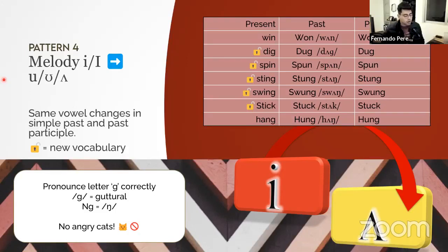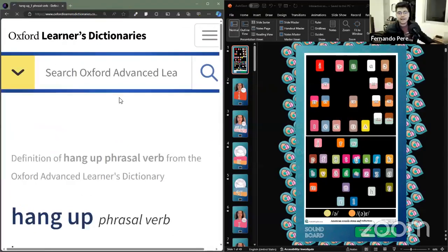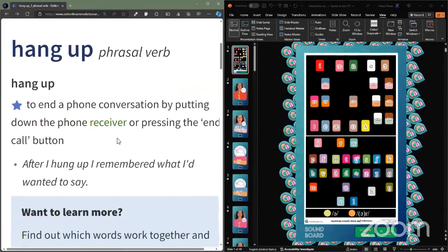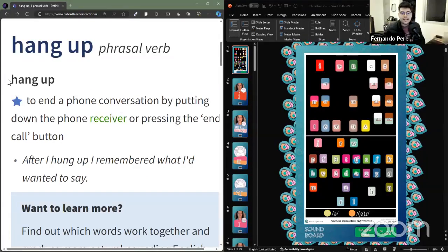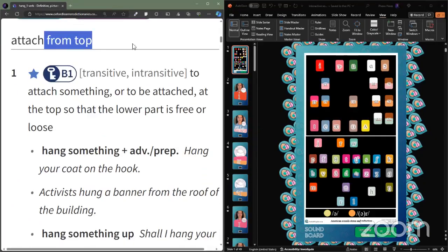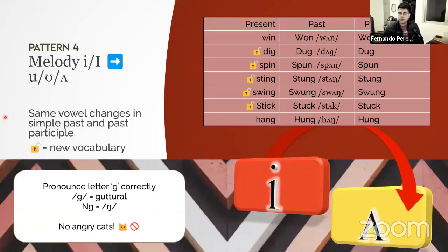You know, for phone calls, there is a phrasal verb. It's very similar, but you need an additional word. Hang up. Hang off? Up. Oh, up. When you say hang up, you are talking about the telephone. So we have hang up for the telephone, but only hang for the clothes. Correct. Attached from the top. Got it? Yes. Thank you. Good question.